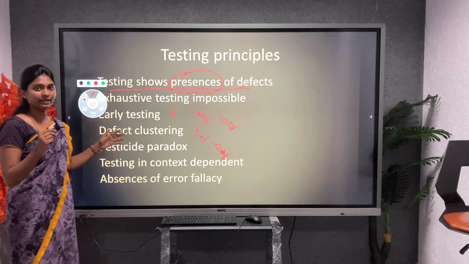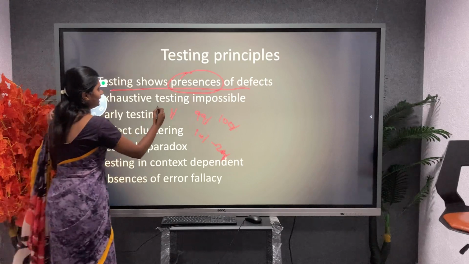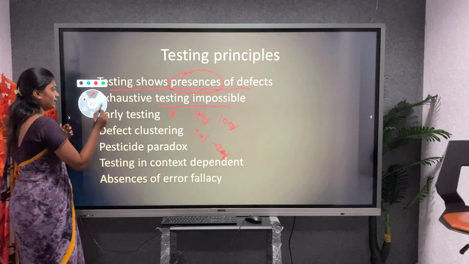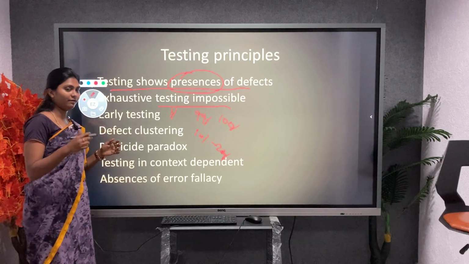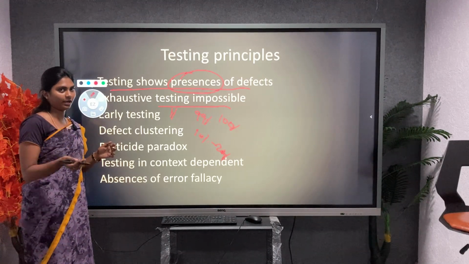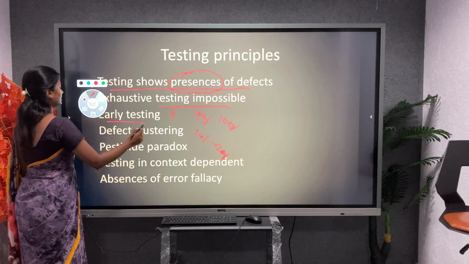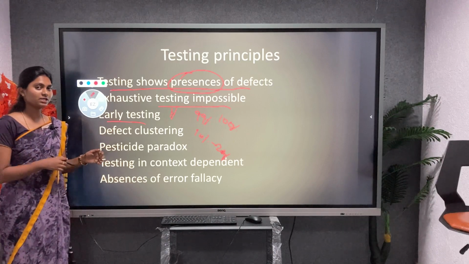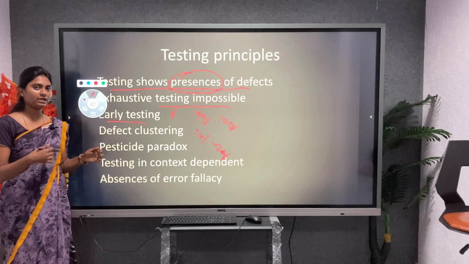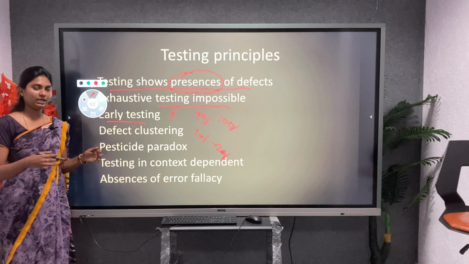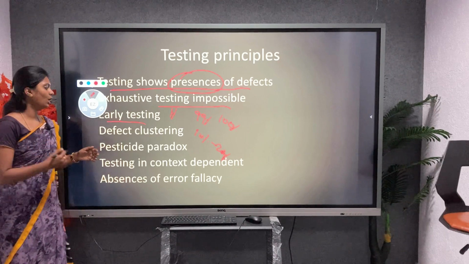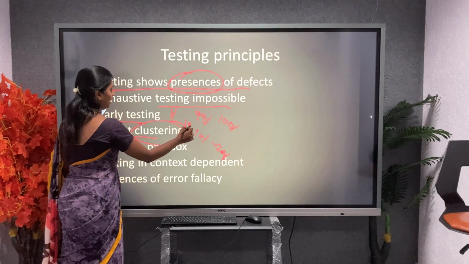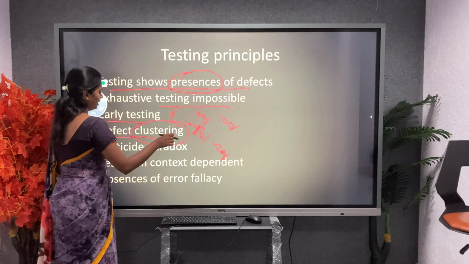Next, principle 2 is that exhaustive testing is impossible. It means we will define the statements but it does not rectify them. Coming to early testing, we will start from the requirement analysis. We have to rectify each and every step and know each and every bug. Next one, defect clustering. Clustering means large.